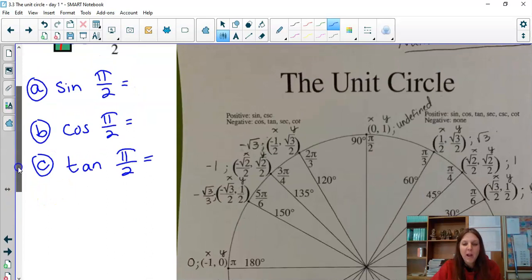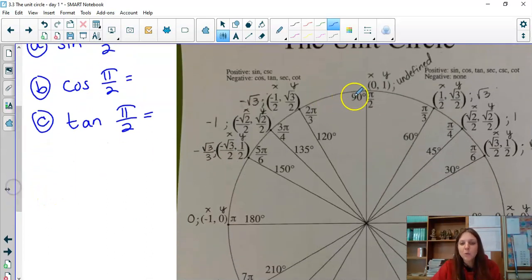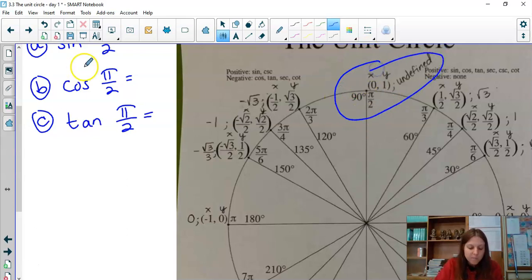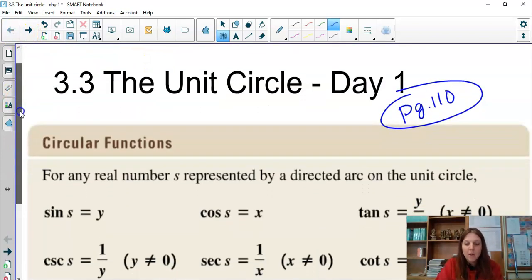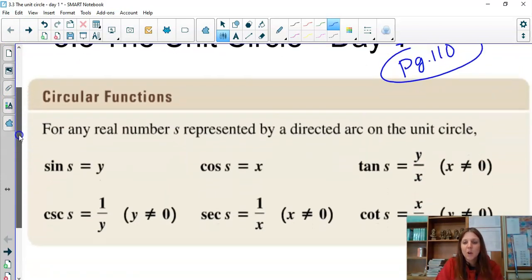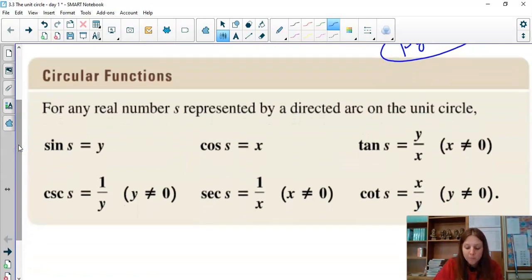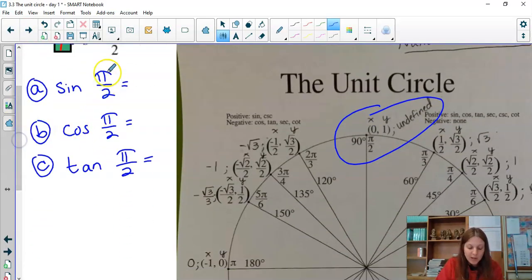Okay, so I'm looking for pi over 2. Pi over 2 is 90 degrees. Okay, so what I'm looking for is the sine at 90 degrees. I can look back at this chart, which is also available on page 110. It's also available with the unit circle. And it says that the sine is the letter y on the circle. Okay, so I'm looking at pi over 2, which is 90, and I'm looking at that y, that's the sine value, and it's equal to 1.